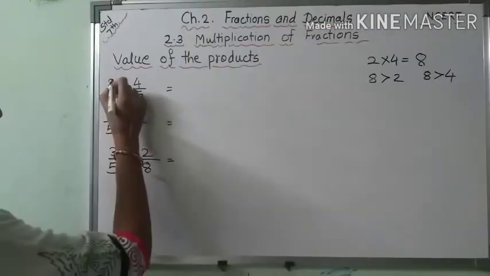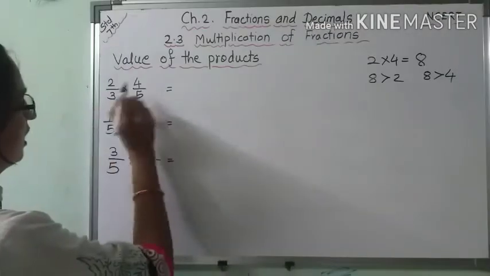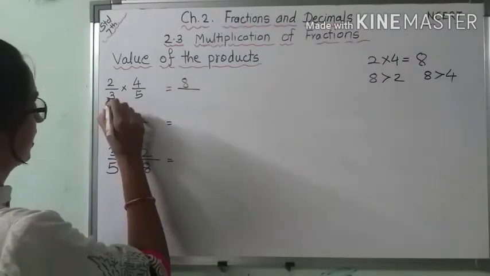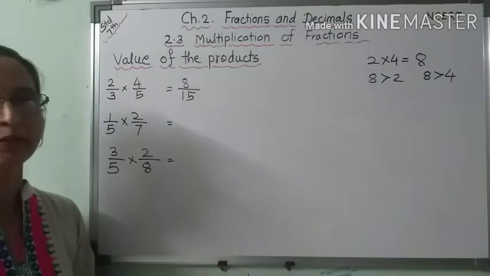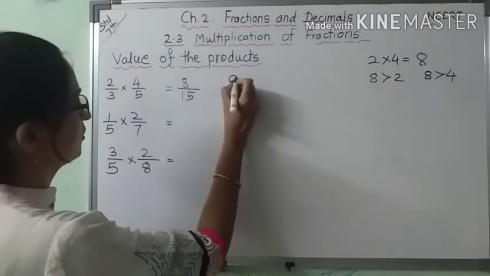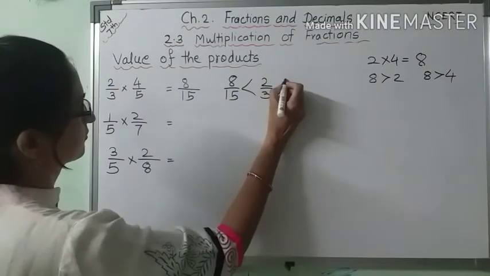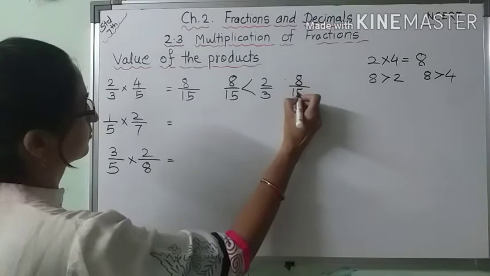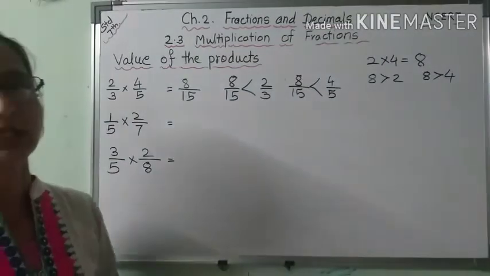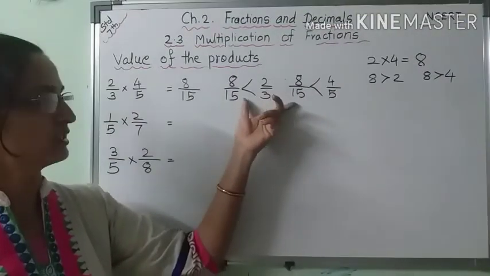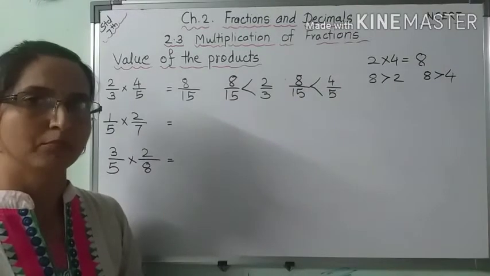Coming to the example, 2 upon 3 into 4 upon 5. Here multiplication of 2 and 4 is 8, and 3 and 5 is 15. So the answer is 8 upon 15. Here 8 upon 15 is less than 2 upon 3. Also it is less than 4 upon 5. You can justify this by converting into like fractions and then comparing.